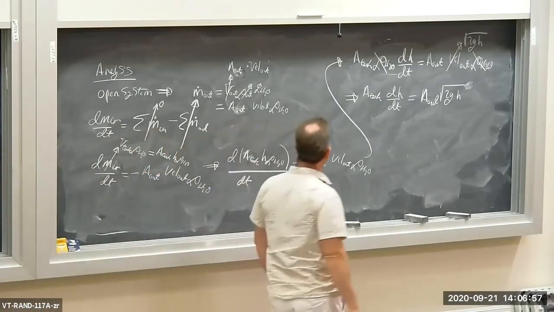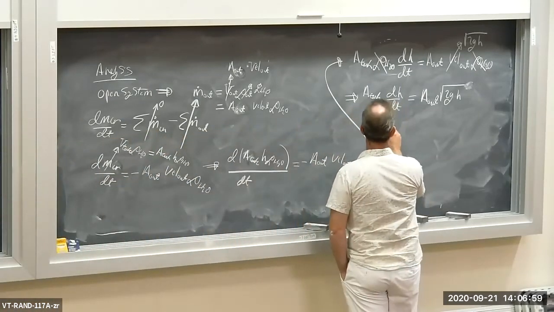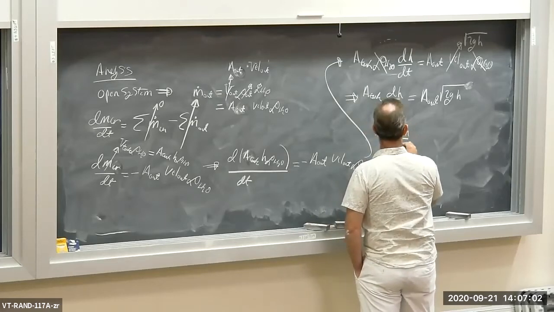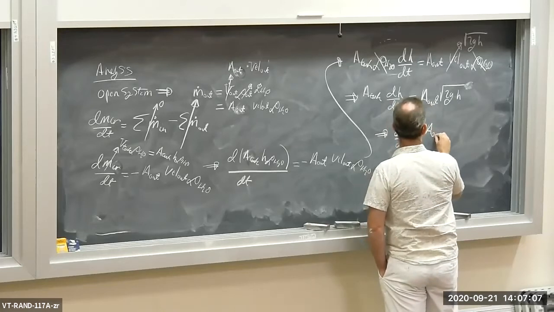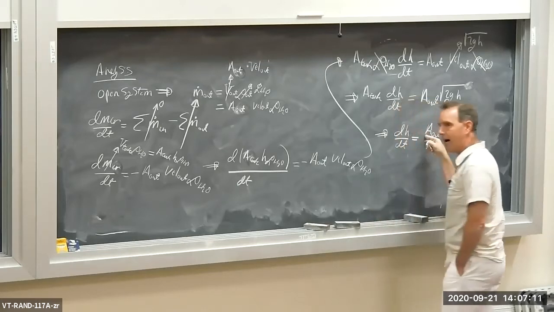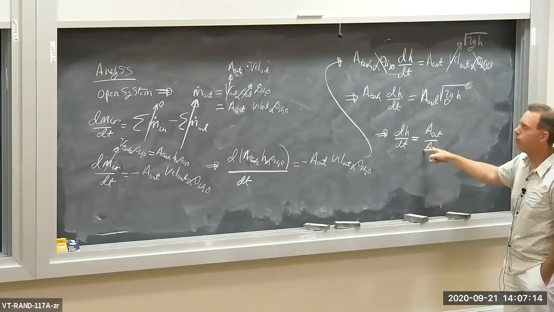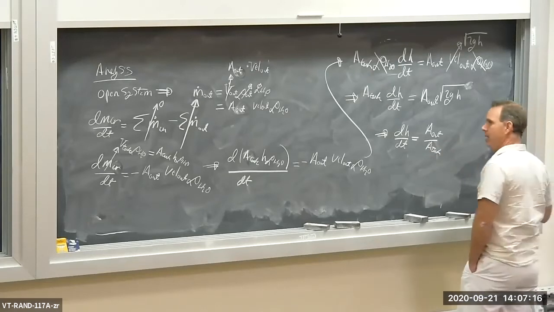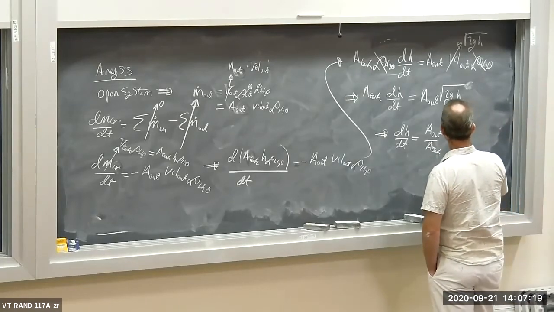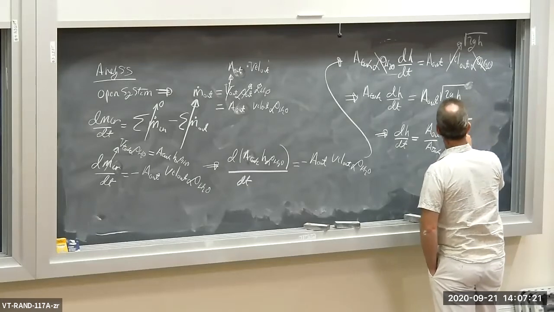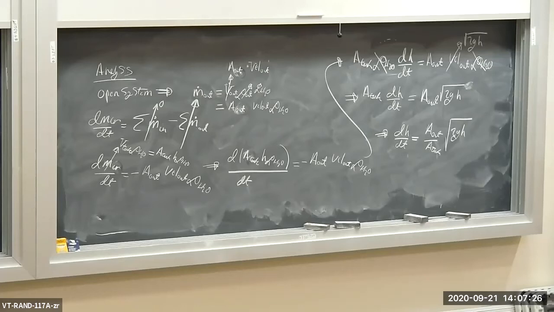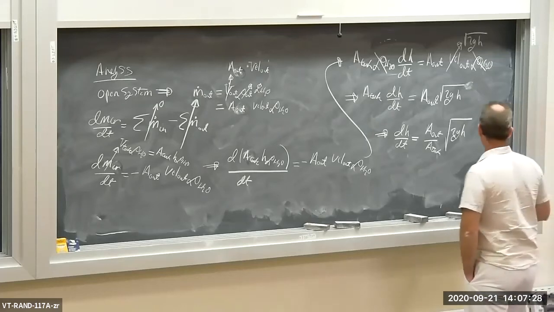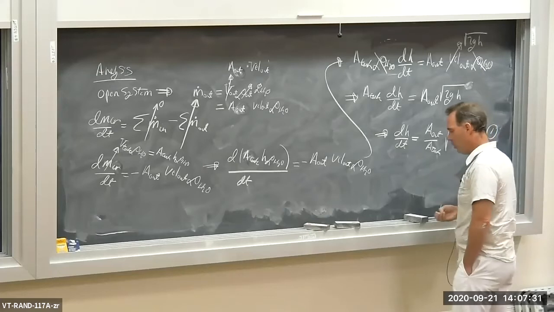So let me solve this for dH/dt. The time rate of change of height within the tank is equal to the ratio of A out over A tank, the ratio of the flow area through the drain and the tank area, times square root 2gh. So this is an important equation. Let's call it equation number 1.